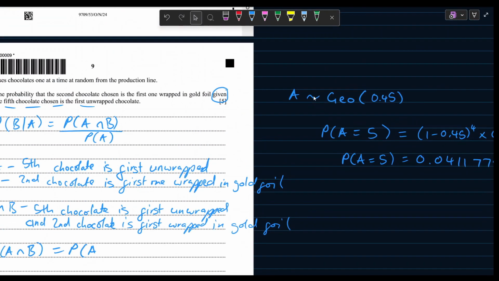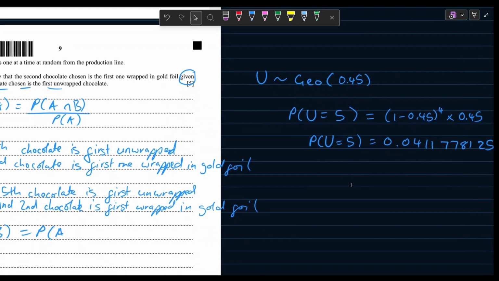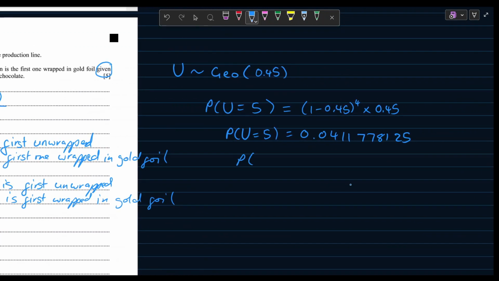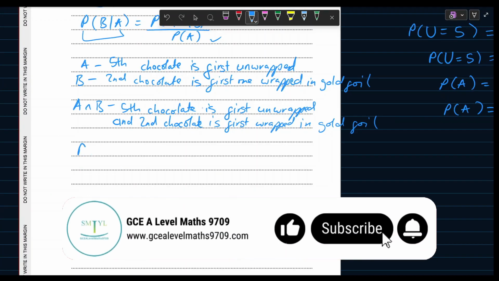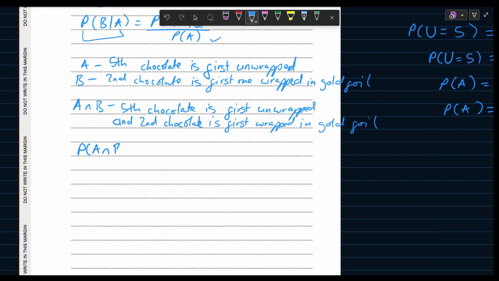Probably should not use A here because it's not going to make sense. I'll use U instead for unwrapped. And so I guess I didn't mention this, but what we've just found, the probability of the event A happening, is equal to the probability that U is equal to 5. So the probability of A is equal to 0.0411778. Let's evaluate the probability of A intersection B.